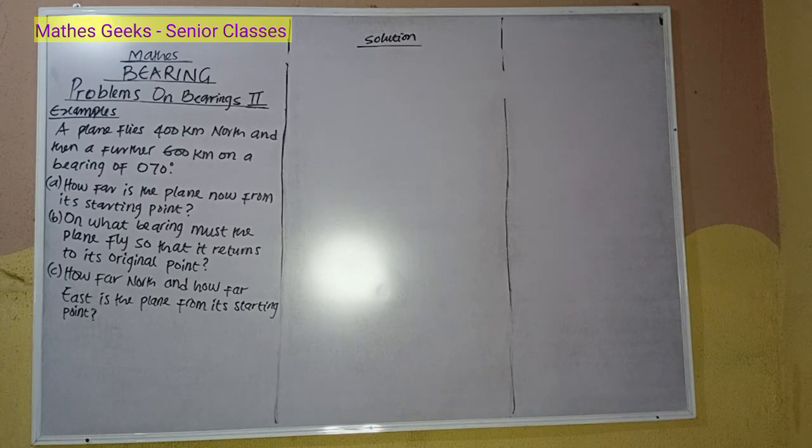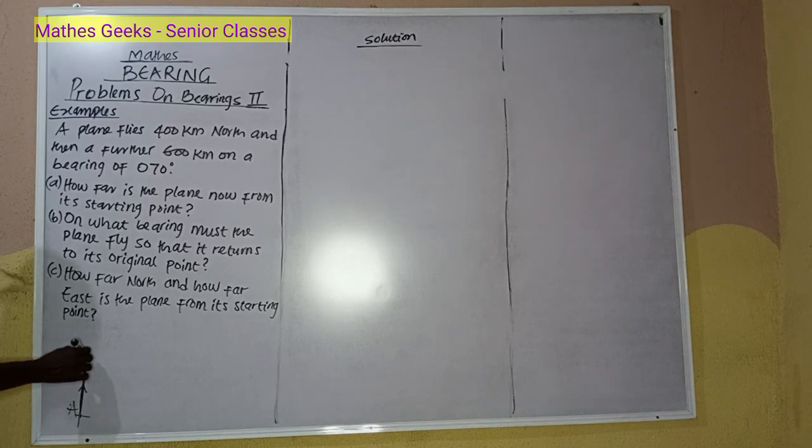So let's start by saying that the starting point is A, because the question says that the plane flies 400 kilometers north. North means it's going up. So if this is the starting point A, the plane flies upward, north. These are the cardinal points. And then from point A, it flies a further 600 kilometers on a bearing of 070 degrees.